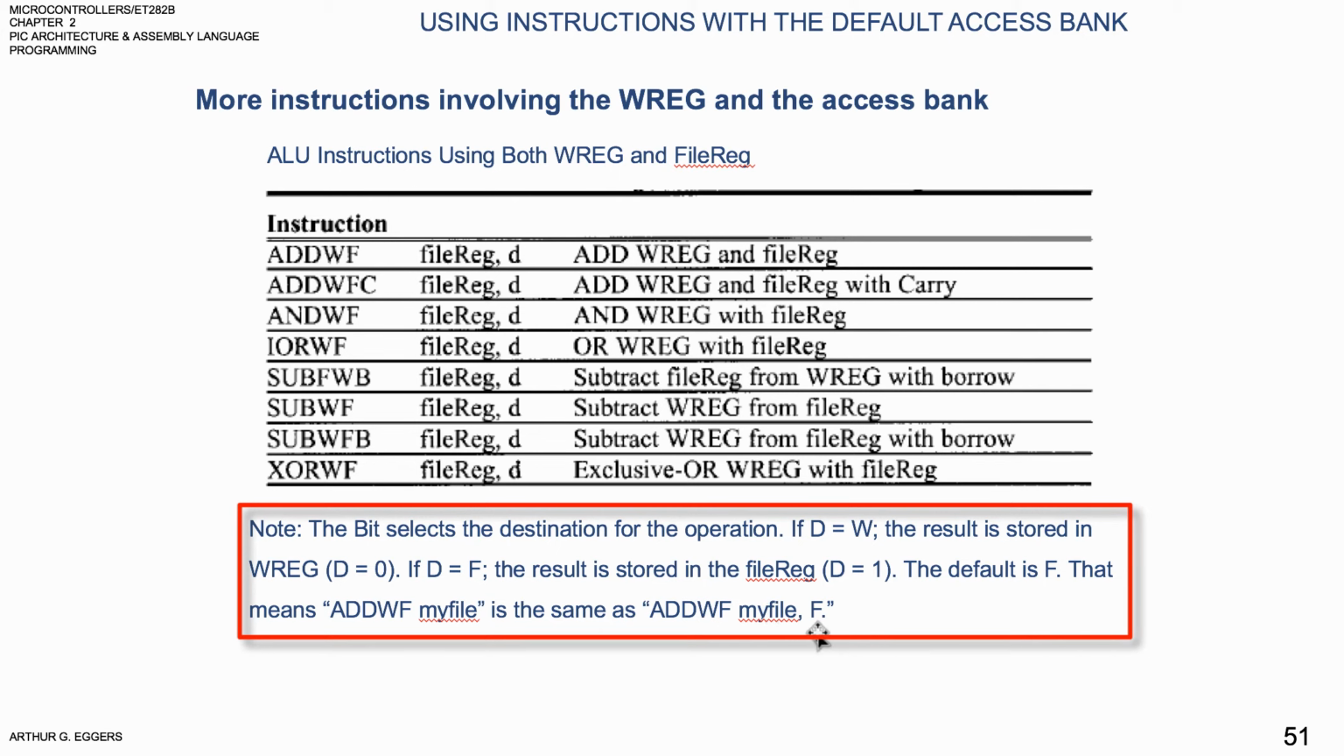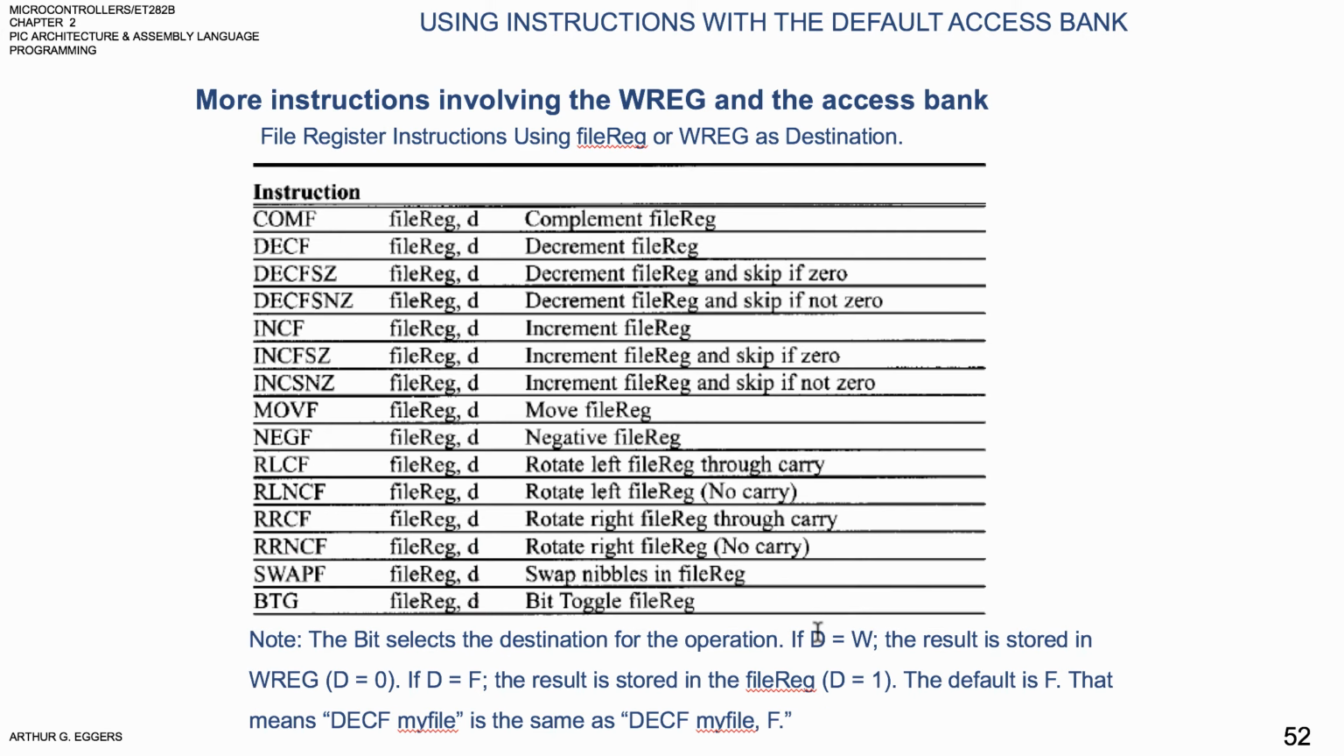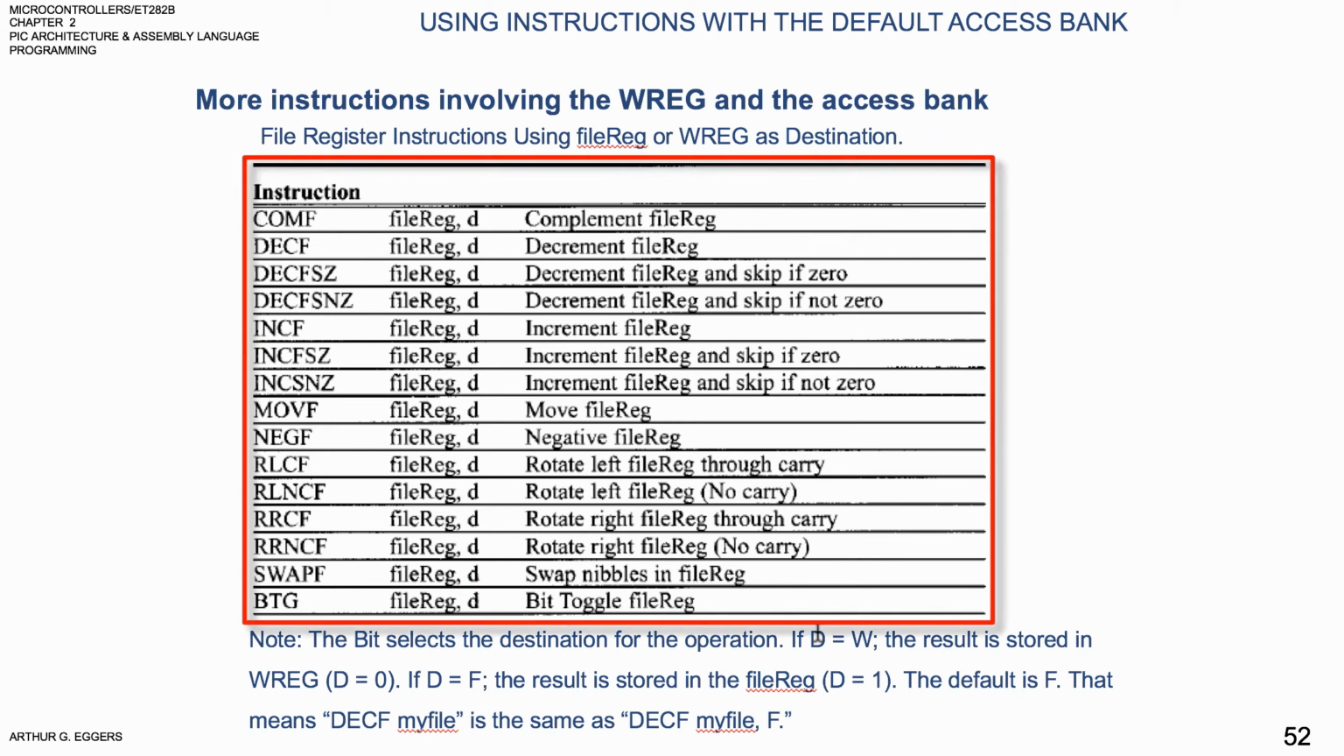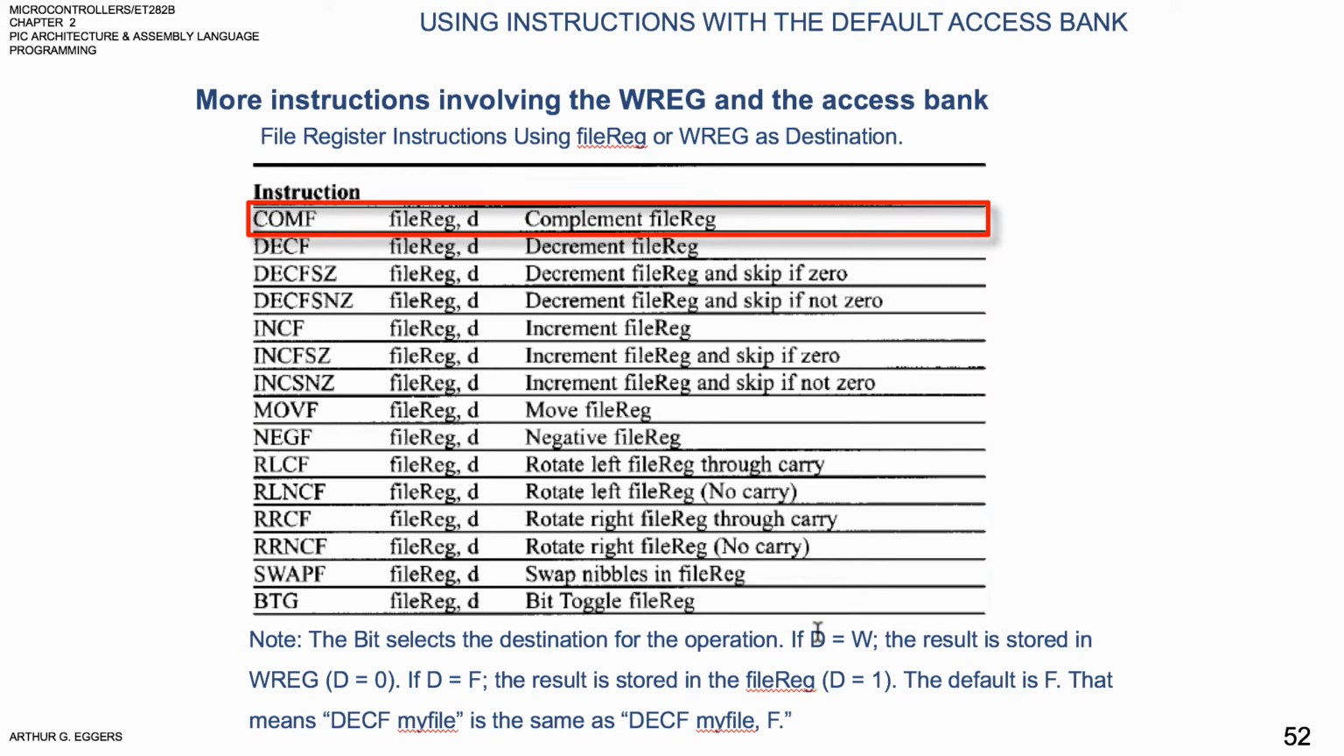That means that a command of add WF with a file name myfile is the same as saying add WF myfile comma F. Another table here, if we take a look at it, the instructions show that we can operate on the file register only, but it will give you the option of placing the result in the working register or the file register. So with these commands, and the next one we're going to see is the comf command, but we'll get to these others, as I said before, fairly quickly.